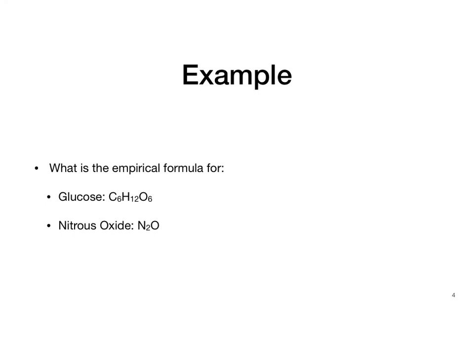What is the empirical formula for both of these molecules? If we look at glucose and nitrous oxide, for glucose, we can see that there's a base unit of 6. So we have CH2O, because 6 divided by 6 is 1, 12 divided by 6 is 2. For nitrous oxide, the empirical formula is just the same. And that's always an acceptable answer.